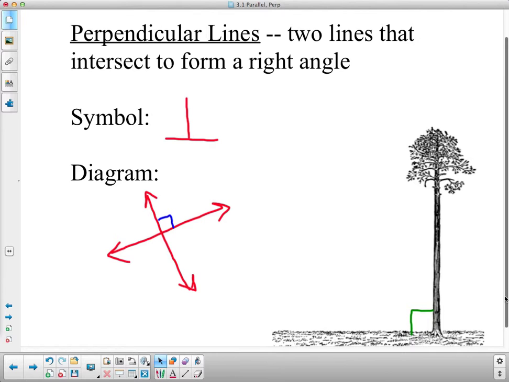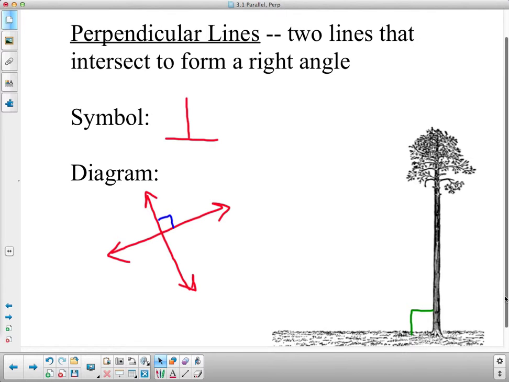Okay, there is a symbol, this upside down capital T looking thing, that is the symbol that means it's perpendicular to. In the diagram with the two intersecting lines, we have that little square corner there. That indicates that that's a right angle, a 90-degree angle, so those two lines would be perpendicular. My picture off to the side, that tall skinny tree, perpendicular to the ground.